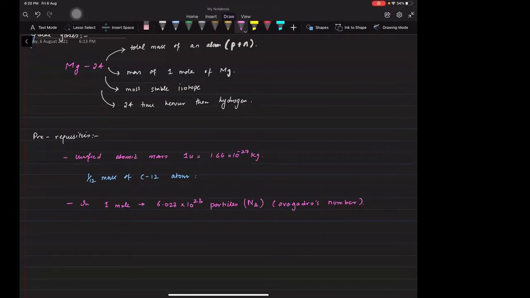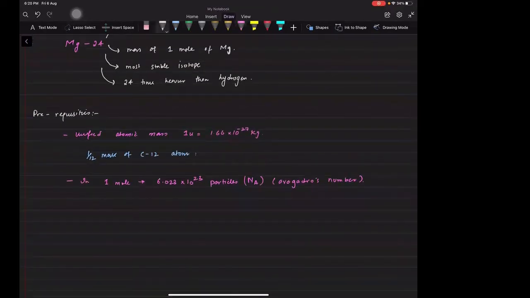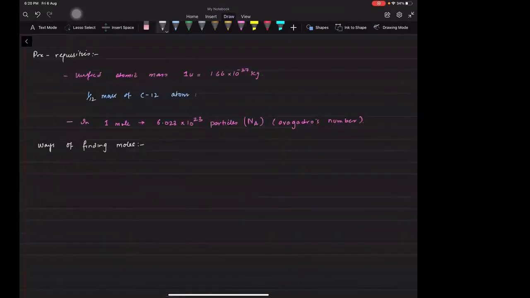Now there are two ways of finding moles. Yes, very simple, just a simple formula. Moles hum likhte hain small n se, and if you know the total number of particles in anything, divide it by Avogadro's number. So this is the total particles and this is Avogadro's constant, and this is the number of moles. Theek hai? Is it clear, bachchon?